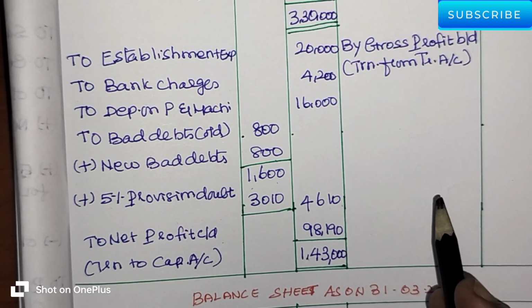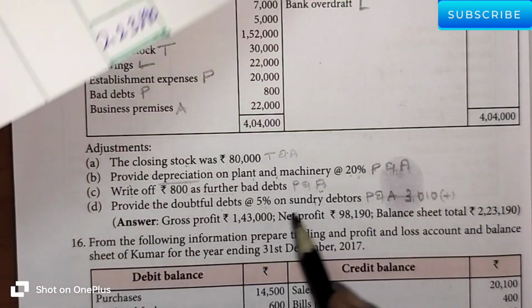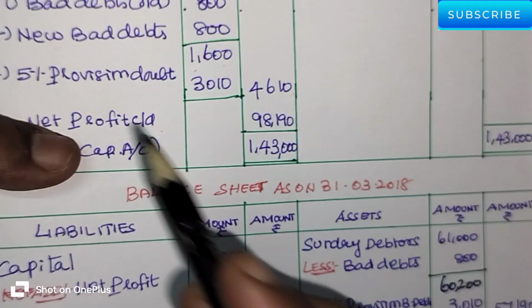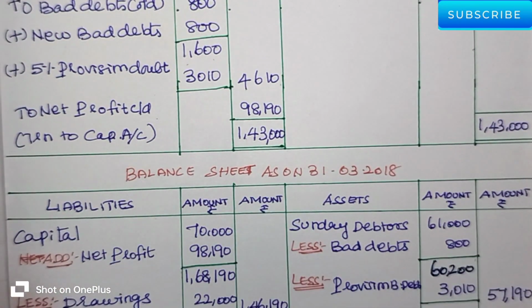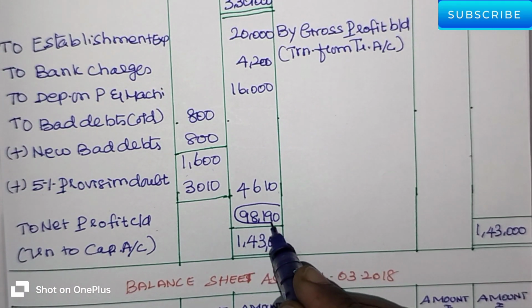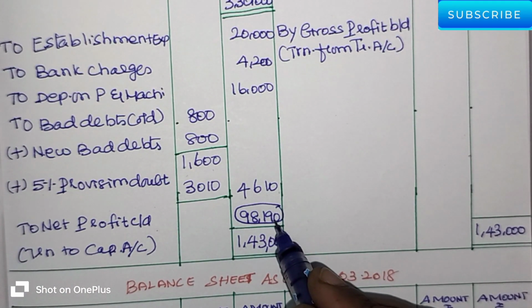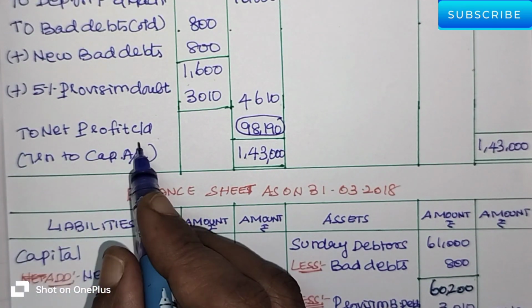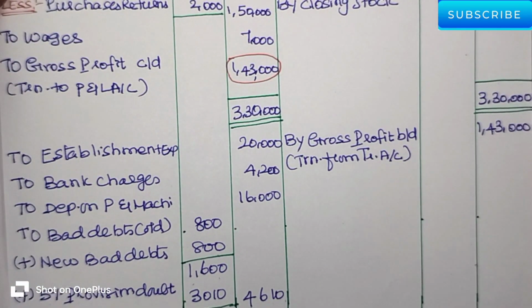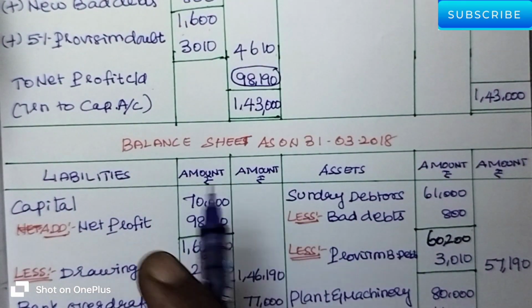Then all the information they have given in the question related to profit and loss account we have entered here. Now we have to find out the difference. That difference is 98,190 rupees. This is the net profit we got from the profit and loss account. So we prepared trading and profit and loss account. Let's go to balance sheet.